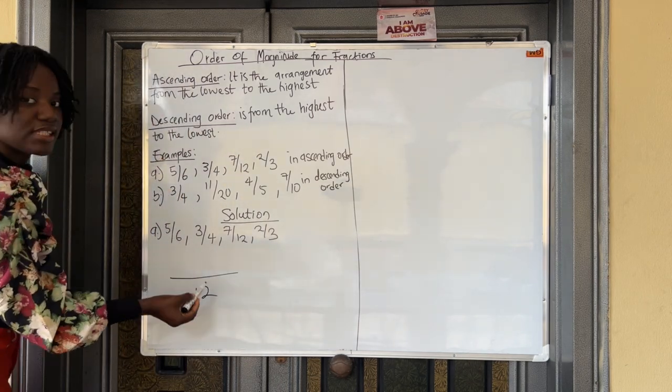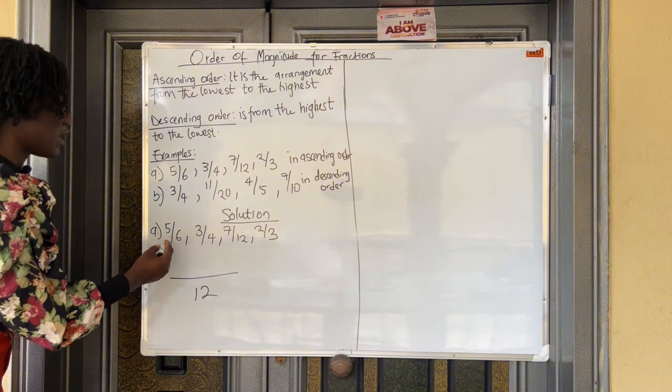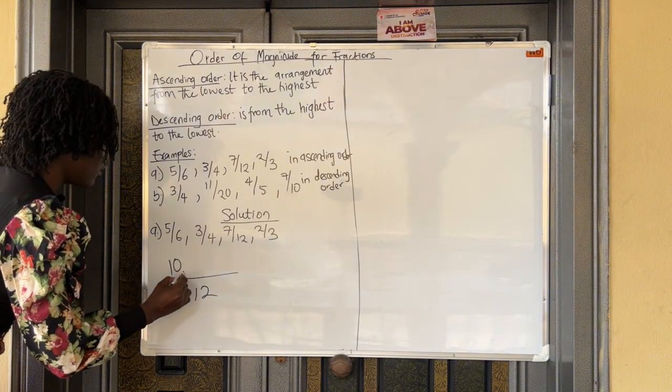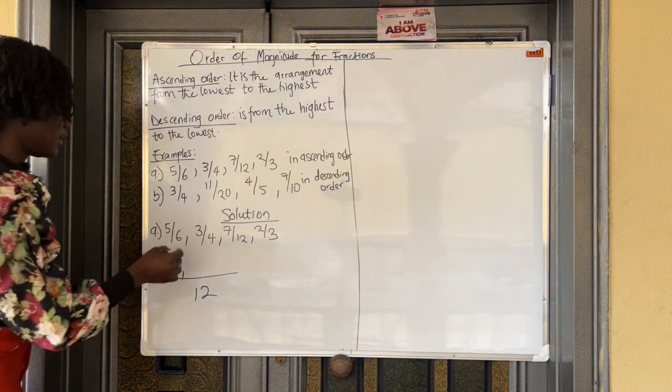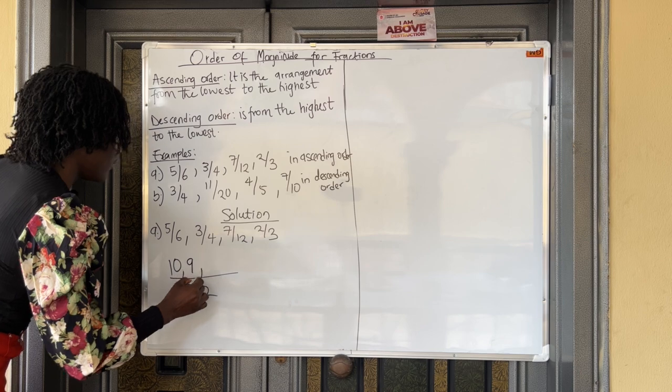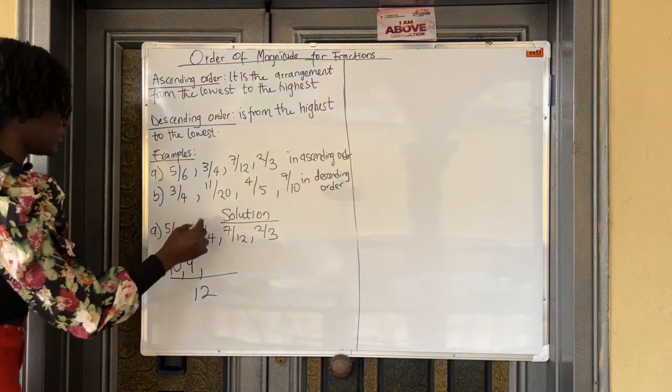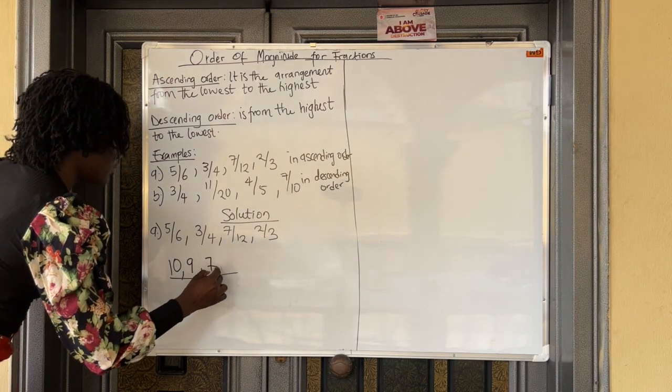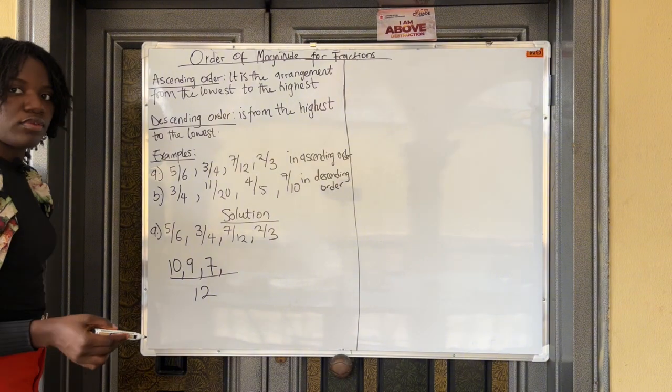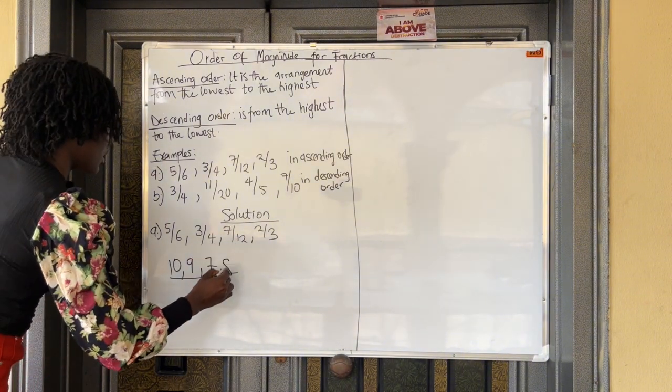Now 6 divided into 12 is what? 2. 2 times 5, 10. 4 divided into 12, 3. 3 times 3, 9. 12 divided into 12, 1. 1 times 7, 7. 3 divided into 12, 4. 4 times 2, 8.